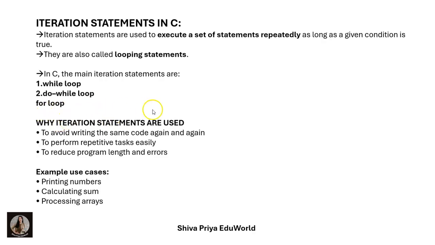Why are iteration statements used? Why do we use these three iteration statements? Let us see. To avoid writing the same code again and again, which means the length of the code will be small. To perform repetitive tasks easily. And to reduce the program length and errors as well. These are the reasons why we use iteration statements.